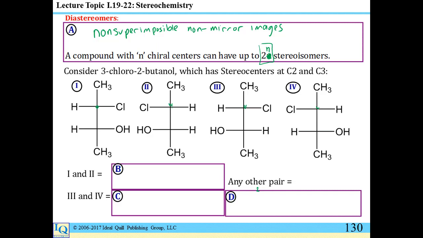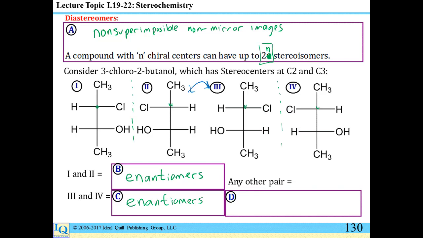And we have to figure out what's the relationship between these compounds. We can see visually that 1 and 2 are mirror images. So 1 and 2 are enantiomers of one another. Likewise, 3 and 4 are mirror images of each other. Cl reflects to Cl, H reflects to H, etc.